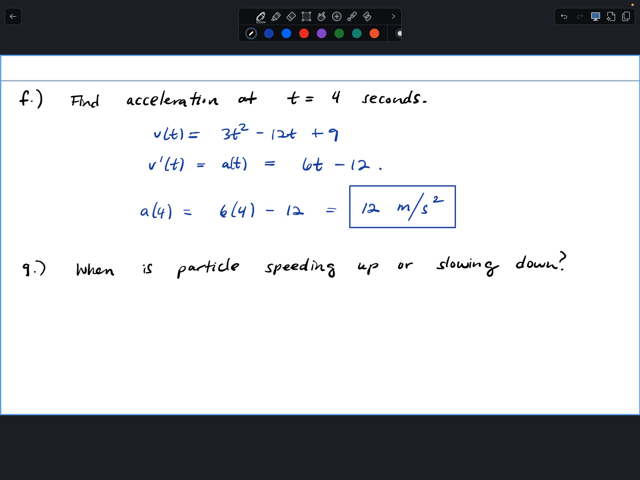Okay, so we started talking about this on Friday. How do you know when the particle's speeding up? They have the same sign, right? So acceleration and velocity are both positive or both negative. When is it slowing down? When the signs are opposite, okay? So this is the easiest way to do this. I'm going to highlight things, just try to follow along.